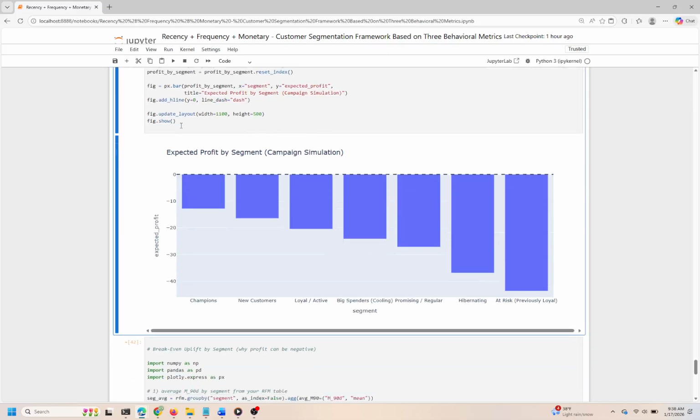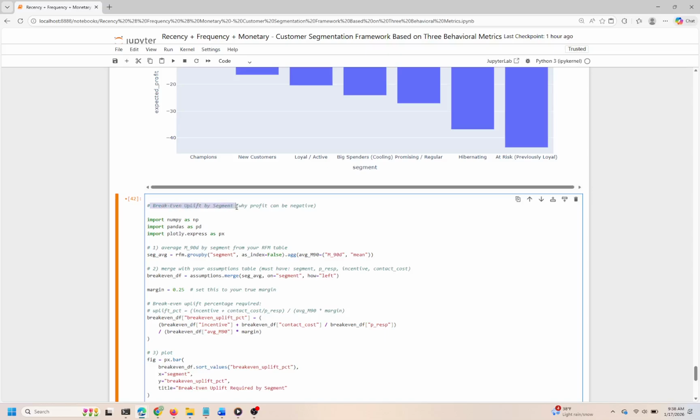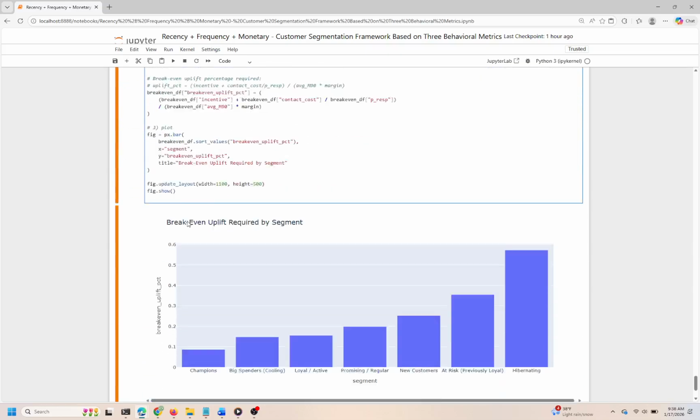In the next cell, we will likely delve deeper into these segments, possibly exploring strategies to optimize performance or further dissecting the data to uncover the underlying factors that drive profitability. This will build on our current understanding and provide actionable insights for our marketing efforts.